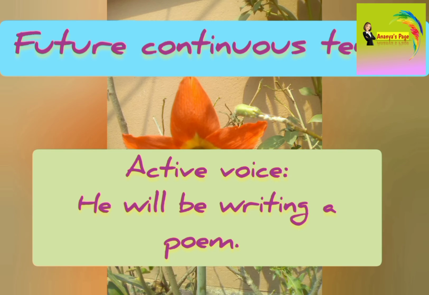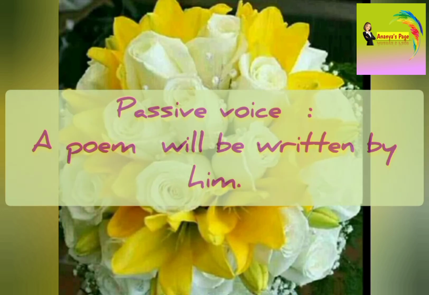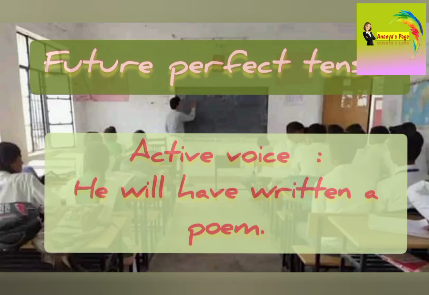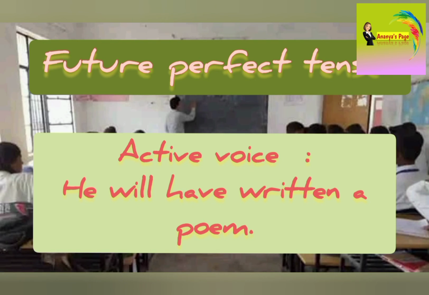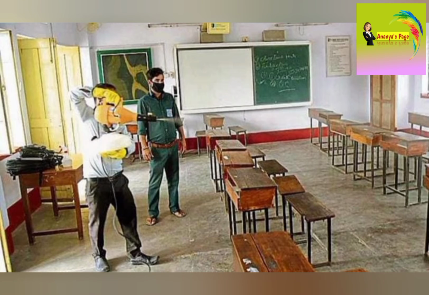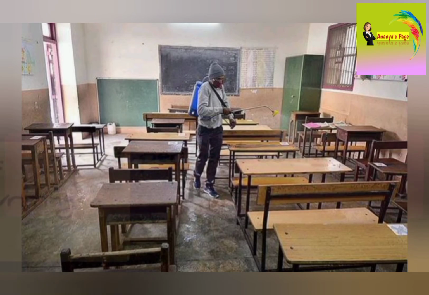Future continuous tense, active voice: he will be writing a poem. And for the passive voice: a poem will be written by him. Example of an active voice in future perfect tense: he will have written a poem. In passive voice: a poem will have been written by him.